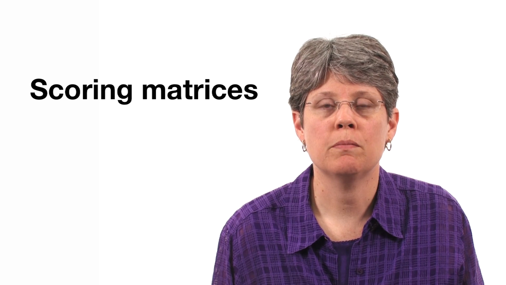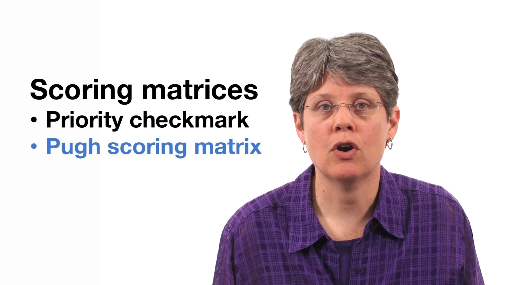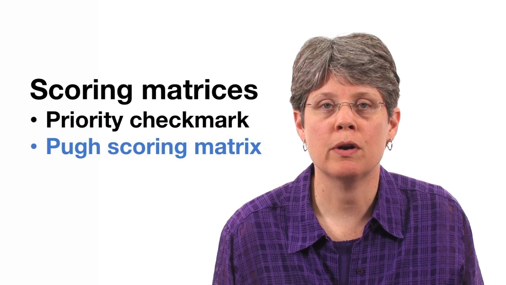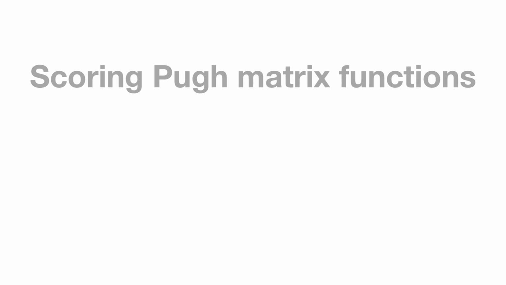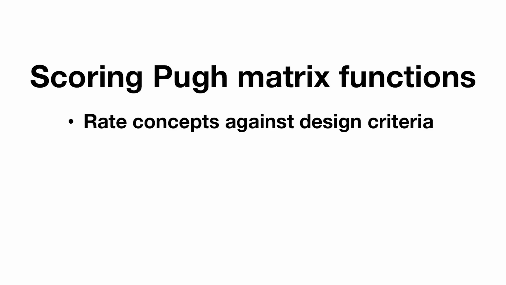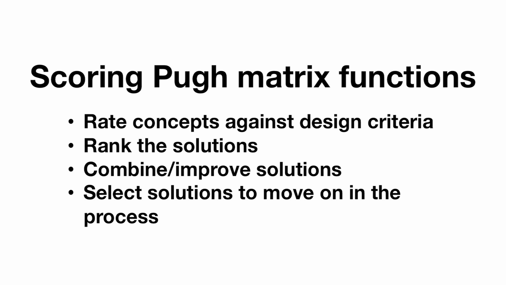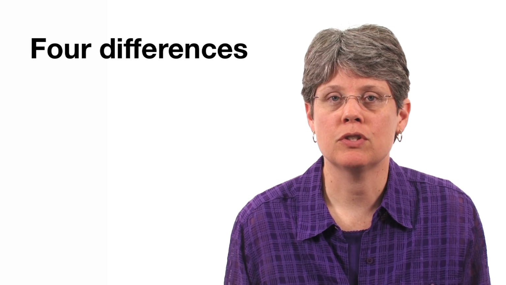There are two types of scoring Pew matrices, the priority checkmark and the Pew scoring matrix. In this video, we're going to go over how to set up a scoring Pew matrix. Like a screening Pew matrix, a scoring Pew matrix allows you to rank concepts against design criteria, rank the solutions, combine and improve, and select solutions for further evaluations. We're going to use the same 7 steps in setting up and running a scoring Pew matrix as we did for the screening Pew matrix. However, there are 4 differences.